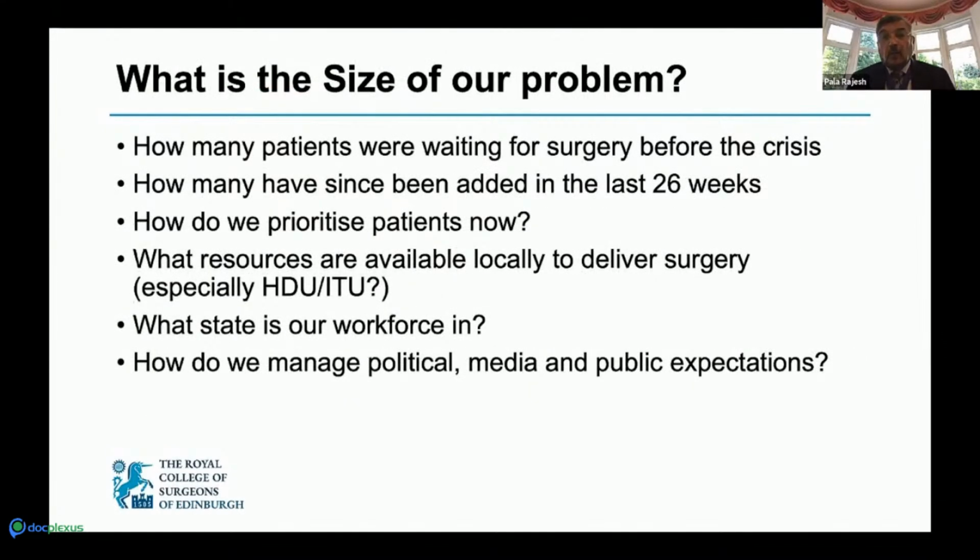So now, what is the size of the problem in the United Kingdom? How many patients were waiting for surgery before the crisis? You know, we just finished our winter problems and we were coming into early spring when the pandemic hit us. So waiting lists were already there. We probably have a couple of million patients now waiting on the list, but how many have since been added in the last 6 months? How do we prioritize these patients now? What do we tell them? What resources are available locally to deliver the surgery, especially high dependency unit beds and intensive care unit beds? What we have done in the UK is to terrify people. We have been extremely good at terrifying the population.